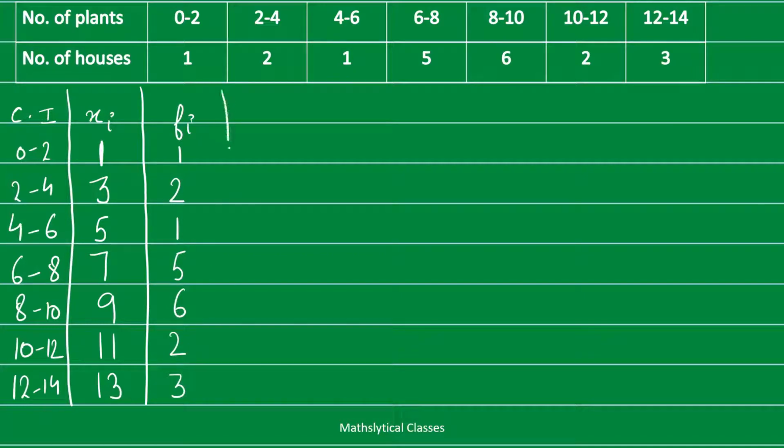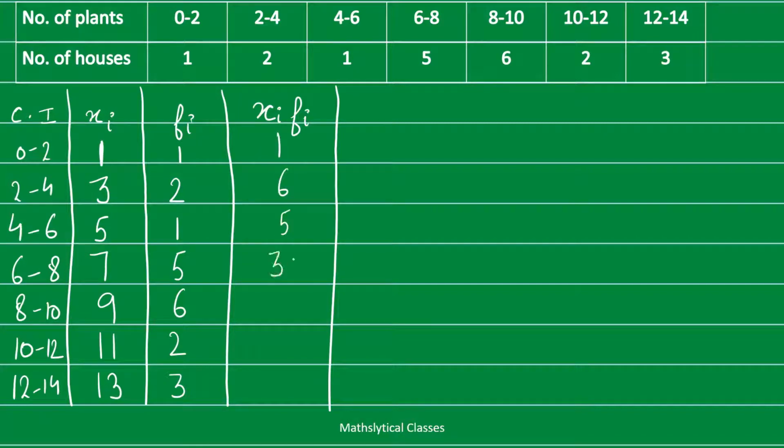Now the next step in the direct method is to multiply xi with fi. It's very easy. You'll get 1, 6, 5, 35, 54, 22 and 39. Now you have to take its sum. It will come out to be 162. And the sum of fi is already given, 20 plants, so it will be 20.